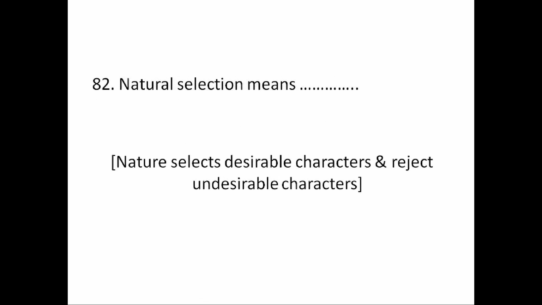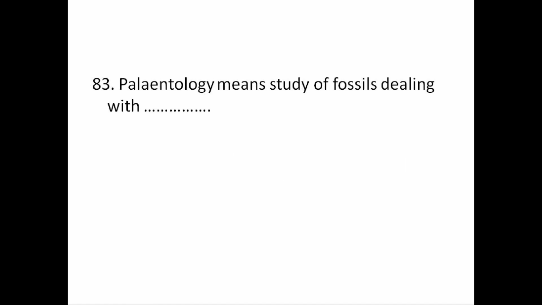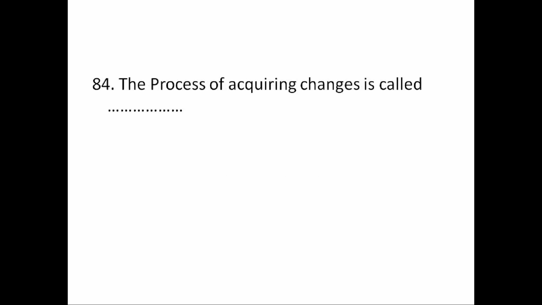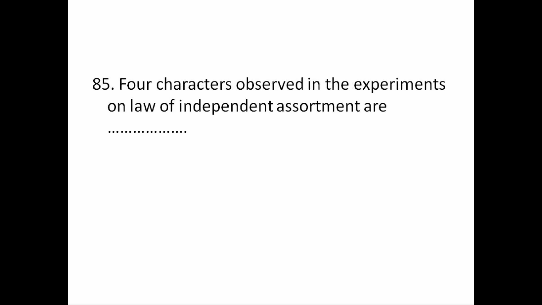Natural selection means nature selects desirable characters and rejects undesirable characters. Paleontology means study of fossils dealing with fossil evidences. The process of acquiring changes is called evolution. The 4 characters observed in the experiments on law of independent assortment are round, wrinkled, green, yellow.